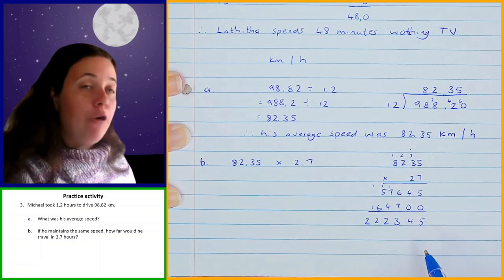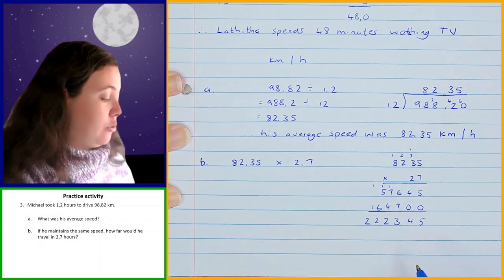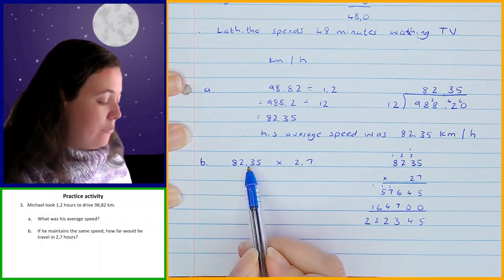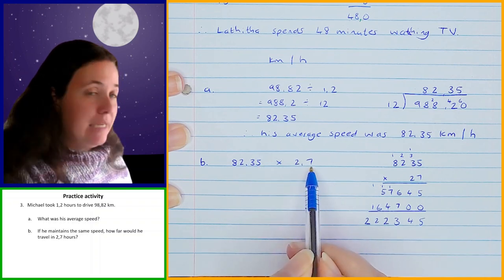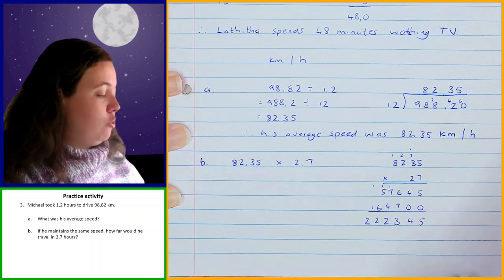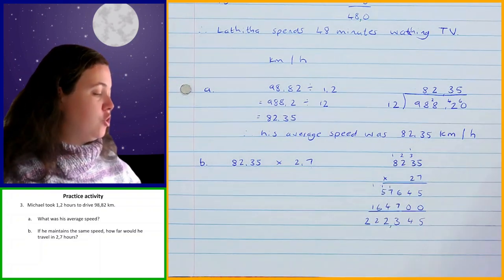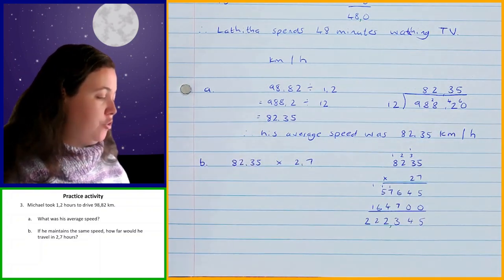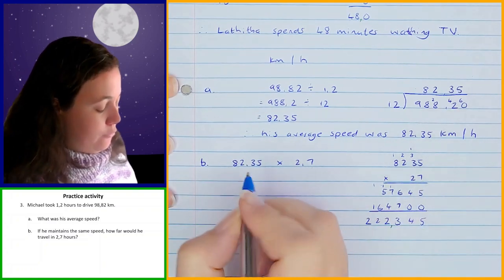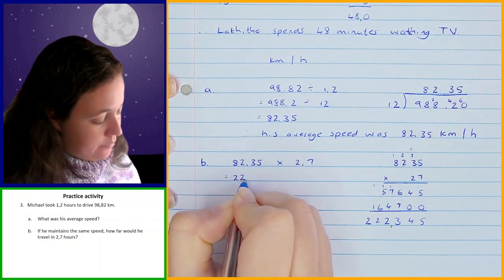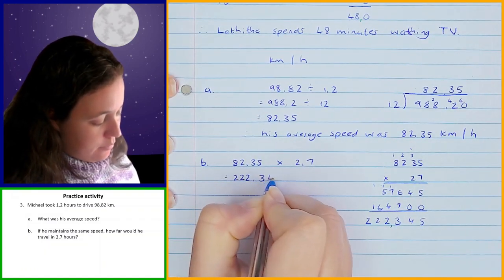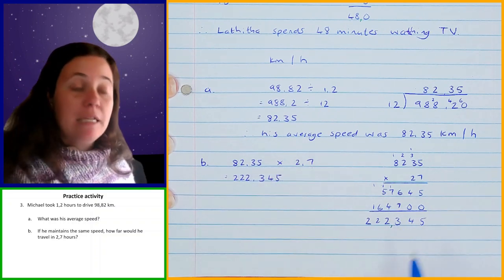Okay, now I need to work out where my decimal point is going to be. So if I look over here, I've got 1, 2, 3 decimal places. So my decimal comma is going to be over here. So I've got 222,345. So that's what we should get over there.